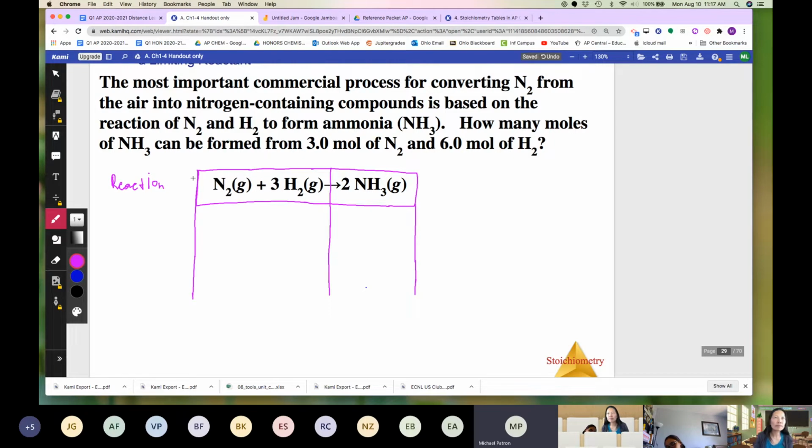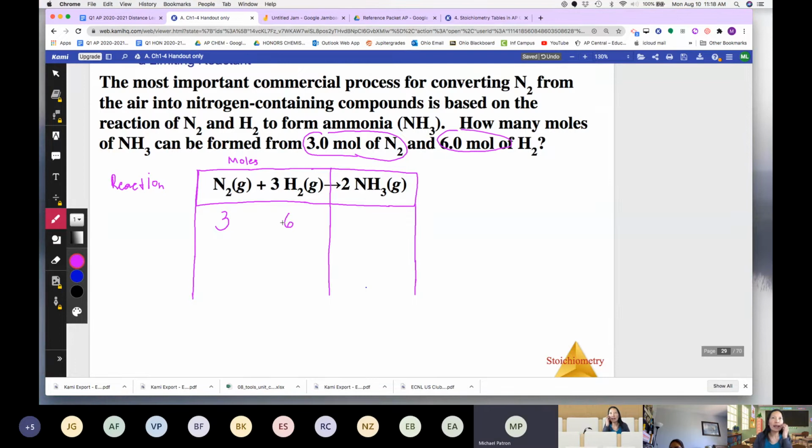Okay, that's the reaction. It says that you have 3 moles of N2, right? So I'm going to put 3 here. I'm going to write moles up here because I don't want to put moles in every section. It makes this table cluttered and harder to look at. And then you have 6 moles of H2, so I'm going to put 6 right here.